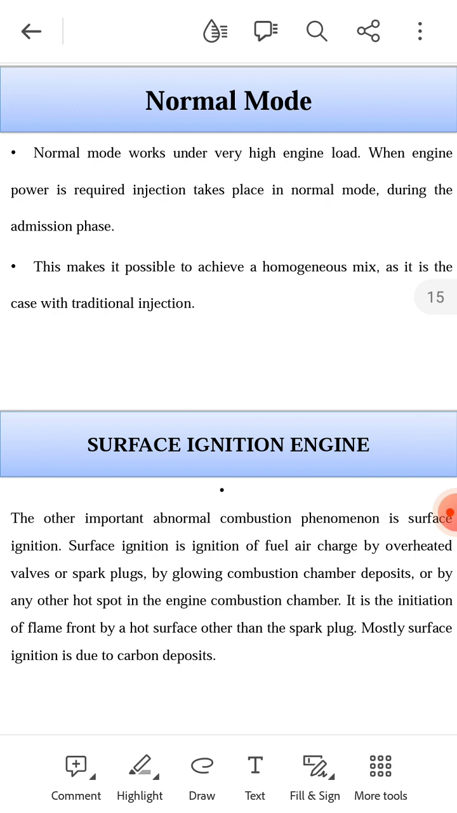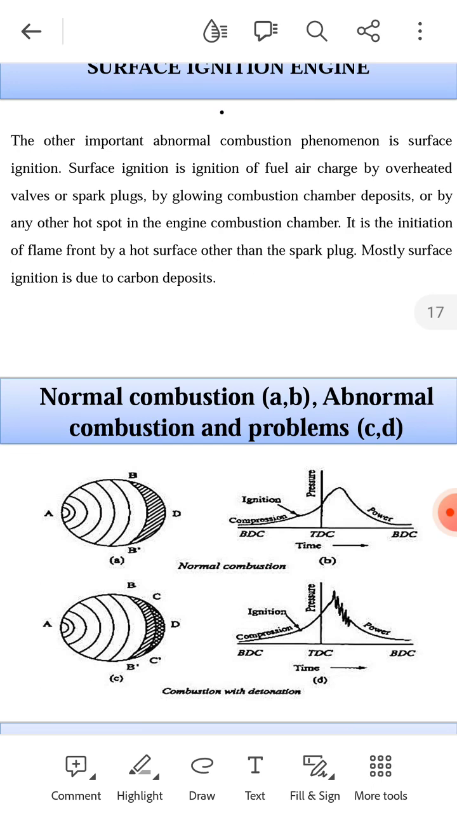Surface ignition engine. The other important abnormal combustion phenomenon is surface ignition. Surface ignition is ignition of the fuel air charge by overheated valves or spark plug, by glowing combustion chamber deposits or by any other hot spot in the engine combustion chamber. It is the initiation of a flame front by a hot surface other than the spark plug. Mostly surface ignition is due to carbon deposits.